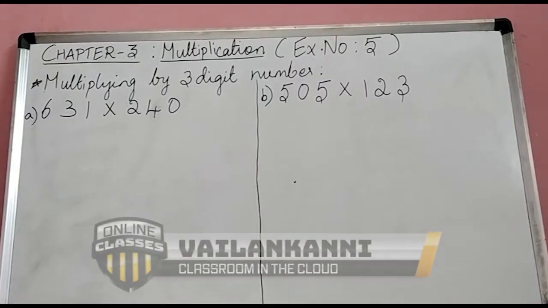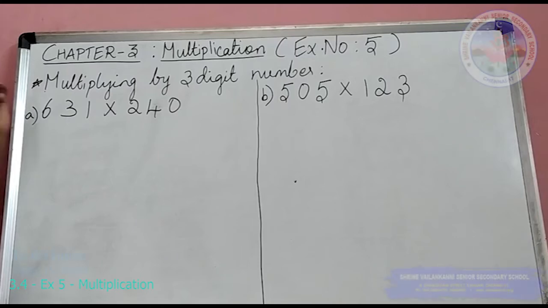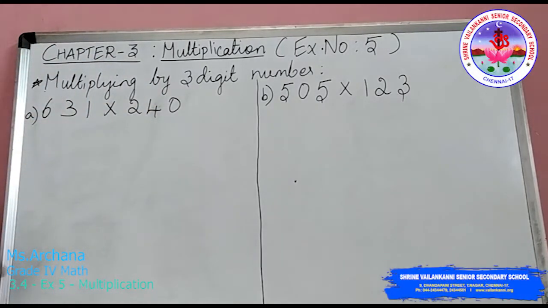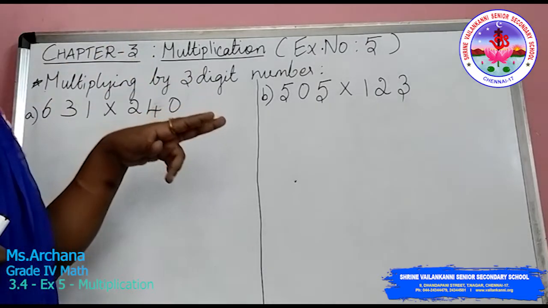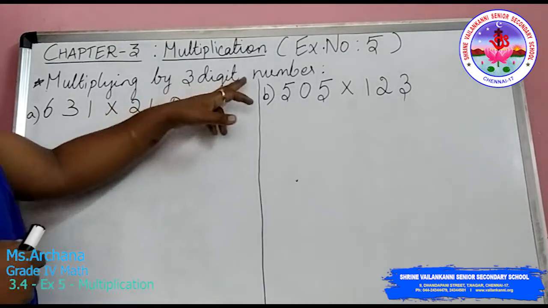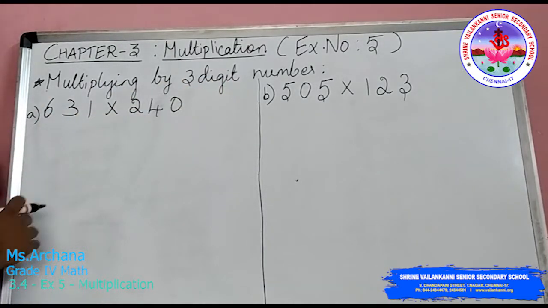Hello children, today we are going to continue our class with exercise 5 under chapter 3, multiplication. In the previous video, in exercise 4, we saw how to multiply numbers with a 2-digit number, and now we are going to see how to do multiplication with 3-digit numbers. So for that I have just written two sums here, and we'll see them one by one.